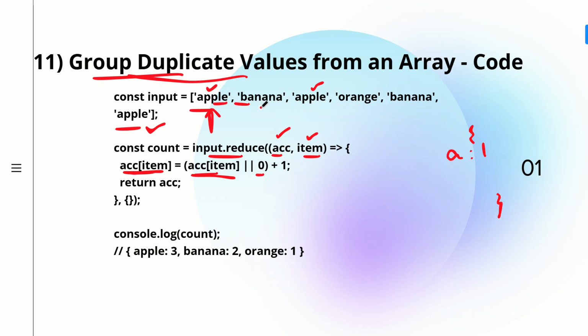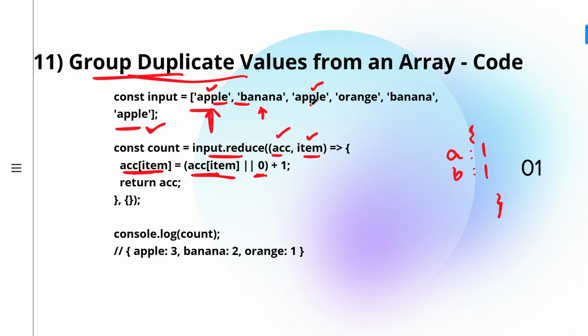Now again you will come to banana. Is there anything called banana in our accumulator? No, there is nothing called banana in the accumulator. So accumulator of banana is a false value, the answer will be 0. 0 plus 1 for banana will be 1. So in your accumulator of banana, you are storing the value as 1.